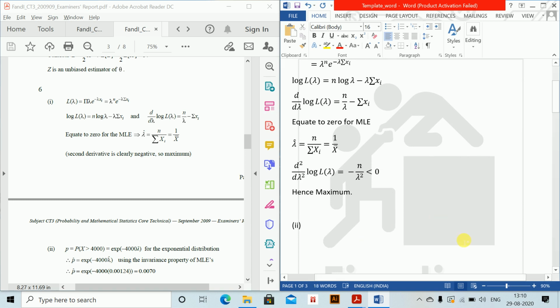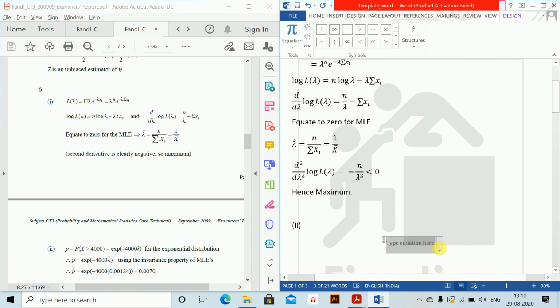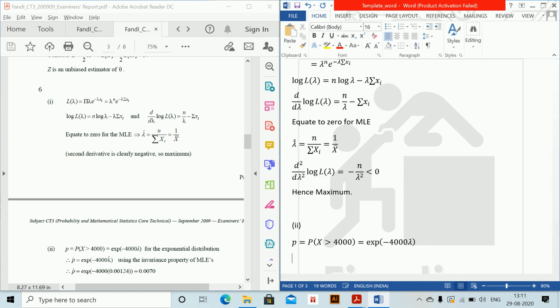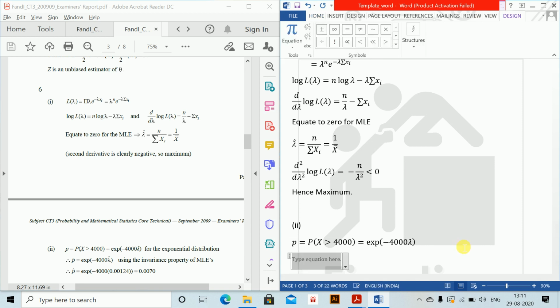Part 2 we have, my settings have changed a bit, we'll just change it to left again. We have P equals probability of X greater than 4000, which equals exp of minus 4000 divided by lambda. Okay, so this is there for exponential distribution. You could have written e to the power also. So, therefore, you can give the therefore sign also, anything works.